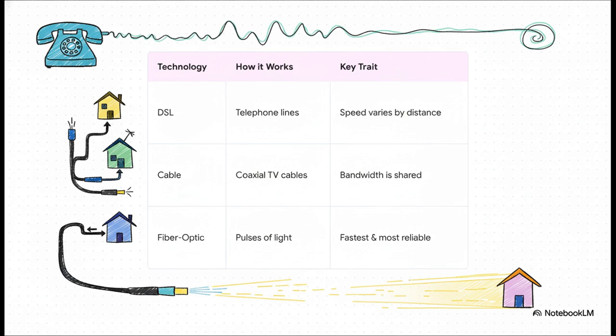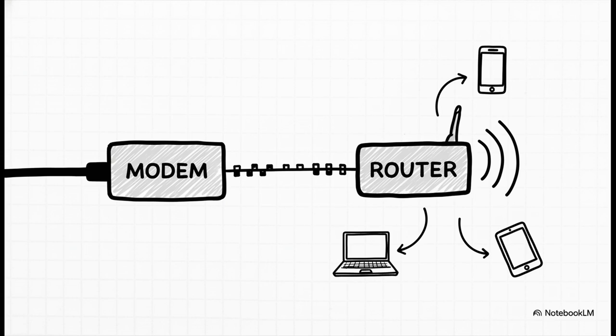It sends data as light through pure glass strands, giving you what is by far the fastest and most reliable connection. Once that signal hits your house, two little boxes take over. The modem is the translator. It connects to your ISP and converts that incoming signal into a digital format your devices can understand. Then the router takes that one connection and creates your own private Wi-Fi network, acting like an air traffic controller to direct the internet to your laptop, your phone, your smart TV, everything.